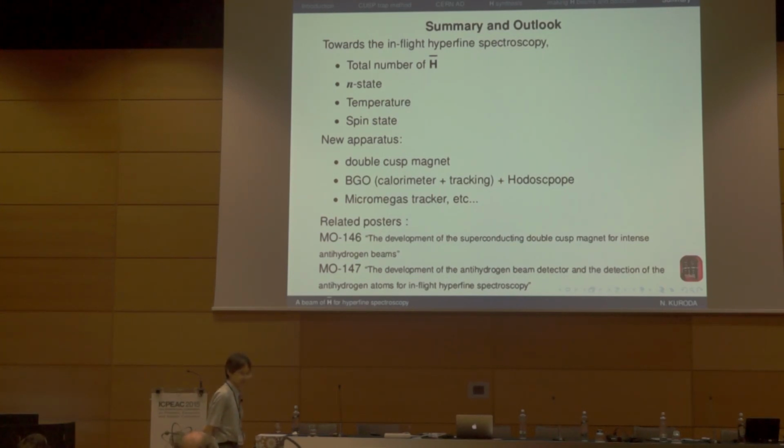So it looks like our scheme is working, but the total number is still small. For better statistics, we need to improve this. And of course, we need to investigate the states for high-precision spectroscopy. For that purpose, we are now making a new apparatus, a new magnet, modified detectors, and other new components. The current one is only sensitive to the axial direction, but the new one has sensitivity for the R direction. This issue will be discussed by my colleagues in the poster session on the coming Monday.